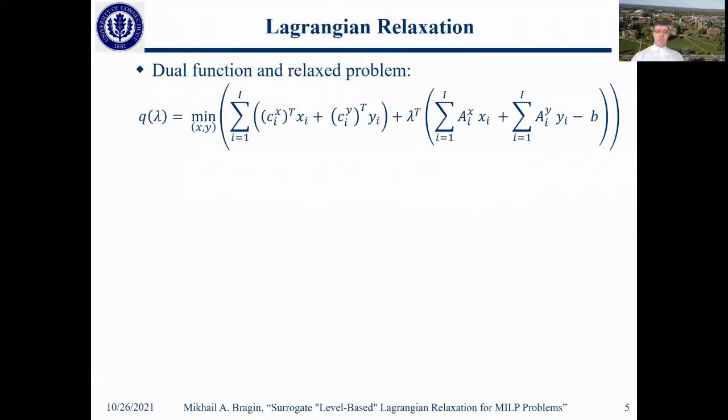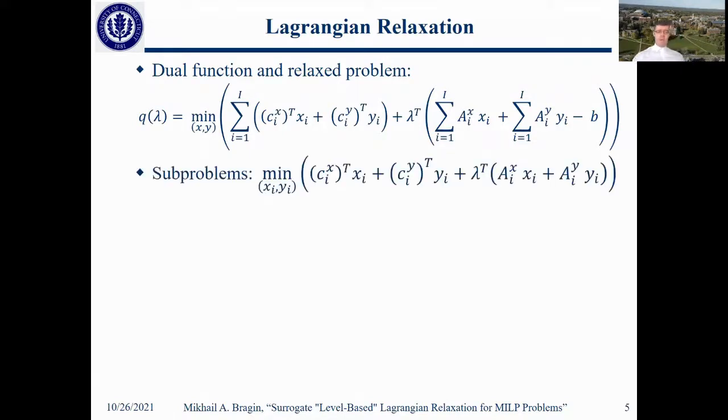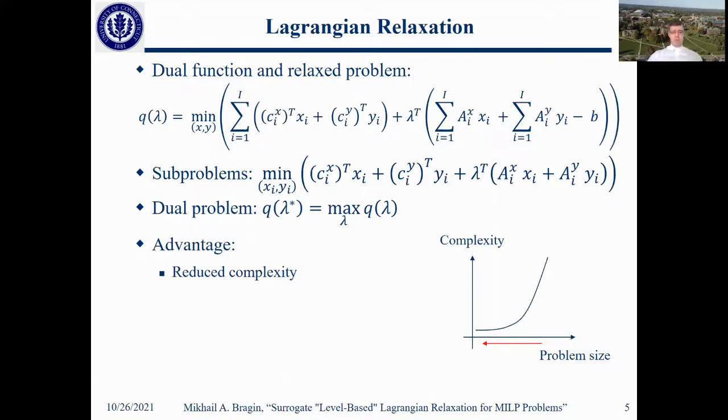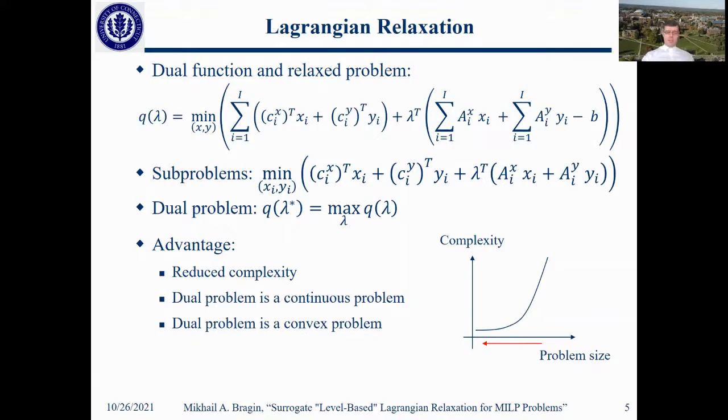The gist of Lagrangian relaxation is to relax the coupling constraints. For separable problems, the relaxed problem can be decomposed into individual subproblems associated with individual subsystems. And then the dual function is maximized. The advantages are, because of the decomposition, complexity is much reduced. The size of each subproblem is much smaller, therefore complexity decreases exponentially. Another advantage is that the dual problem is continuous and convex.